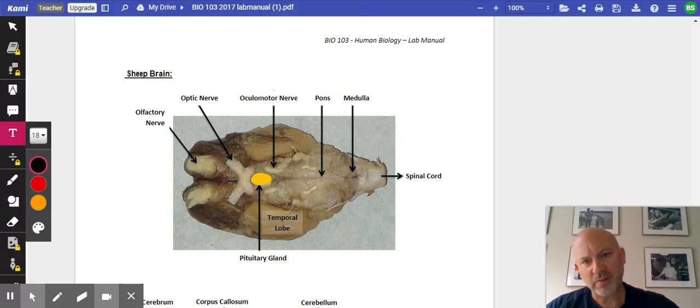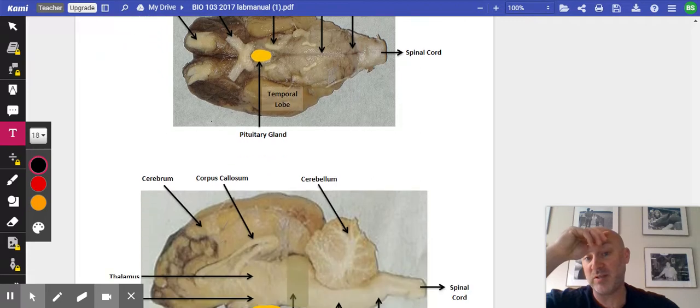So we're looking at the brain from underneath. Right behind the optic chiasma, you would very easily see the pituitary gland. On the sides, you would find the temporal lobes. Right behind the pituitary gland, you would have the 2 oculomotor nerves. And then we would get to the brainstem. The very top of the brainstem is called the midbrain. But then we would find the pons and then the medulla, finally leading us to the spinal cord.